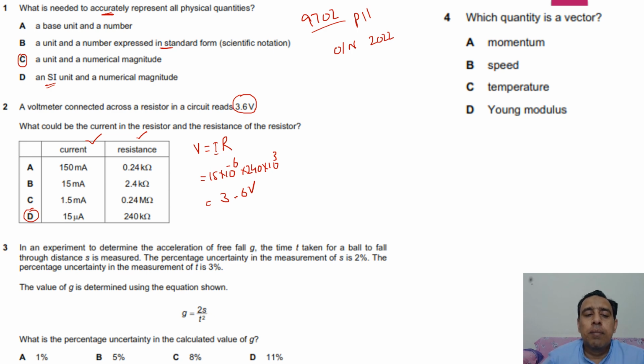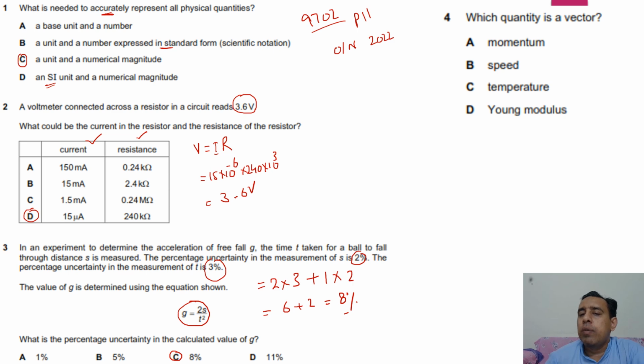Now in question number 3, a formula is given. It is g is equal to 2s by t square, and you have to get the percentage uncertainty. In this formula we have a power for t, so you have to write the power factor here. To get the percentage uncertainty, the power of t is 2, so 2 multiplied with the percentage uncertainty of t, that is 3, plus the power of s is 1, so 1 is multiplied with the percentage uncertainty of s, which is 2. 2 is a constant here, so while getting the percentage uncertainty, constants are always ignored. So 8% is the correct answer. So option C is correct.